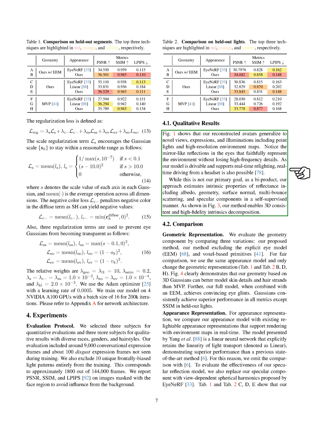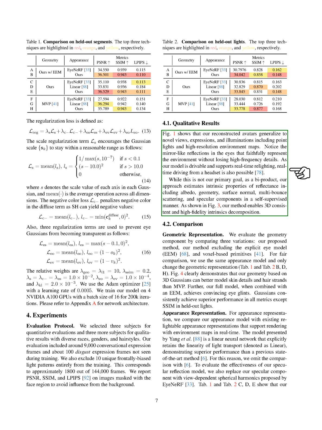We compared our geometric representation with 3 variations: our proposed method, our method without the explicit eye model, EEM, and voxel-based primitives. To ensure a fair comparison, we used the same appearance model and only altered the geometric representation. Our results showed that our geometry, based on 3D Gaussians, can better model skin details and hair strands than voxel-based primitives. Moreover, when our full model is combined with an EEM, it creates convincing eye glints. The Gaussian-based model consistently outperforms in all metrics except for the structural similarity index measure, SSIM, in held-out lights.